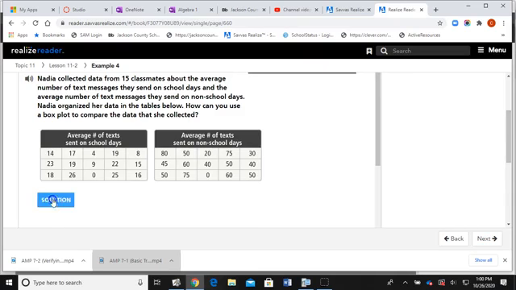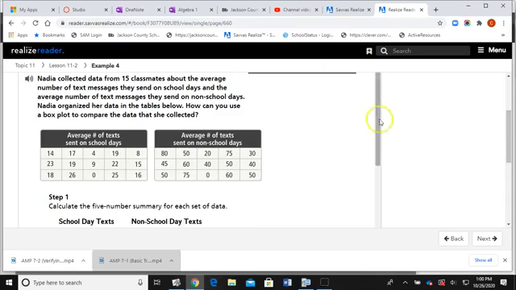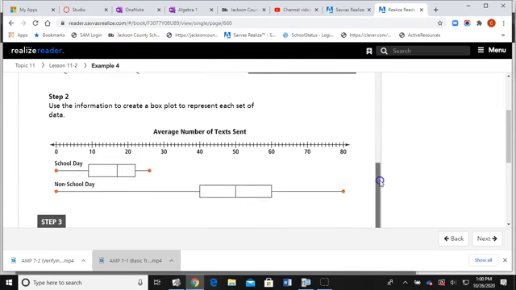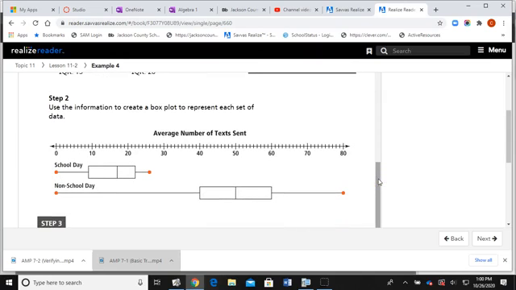Okay? So thankfully it's already done for us. I know, right? So here they are, already found. They even showed us the interquartile ranges. That was sweet of them too. There's my 2 box plots.